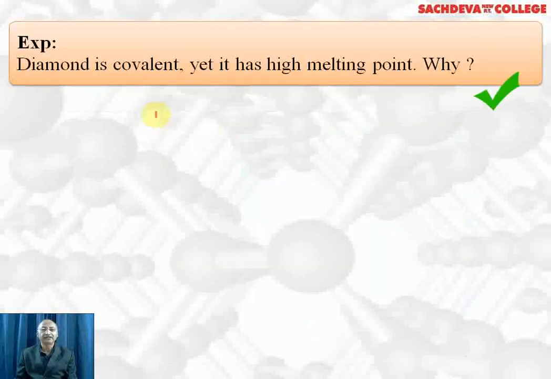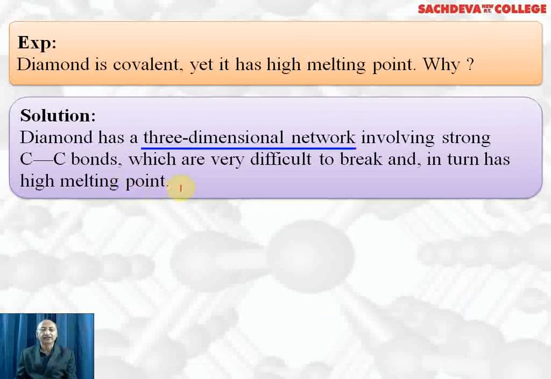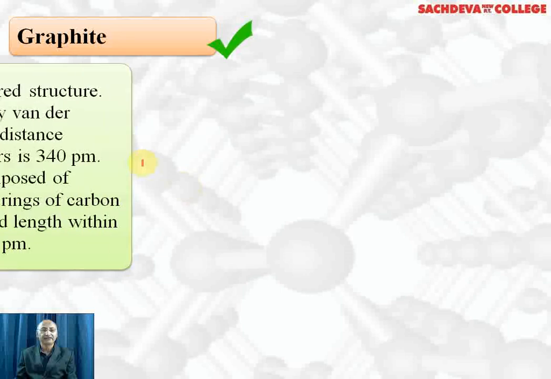Diamond is covalent, yet it has a high melting point. Why? Diamond has a three-dimensional network involving strong carbon-carbon bonds which are difficult to break, and in turn it has a high melting point. Next we are taking graphite.